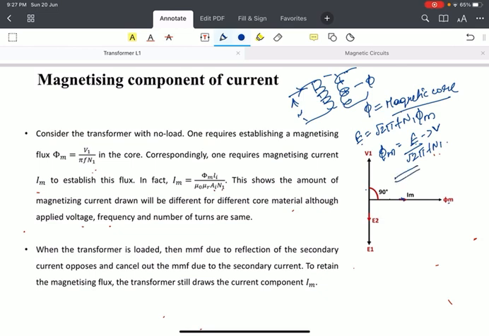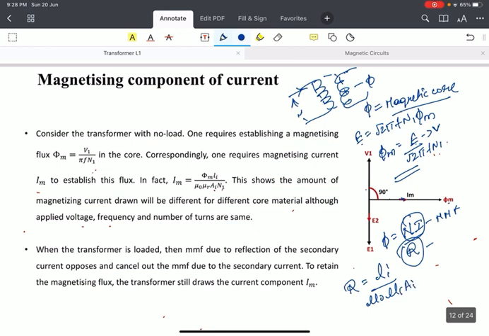We know that the flux phi is equal to Ni divided by the reluctance R, where N into I is the MMF and R is the reluctance of the circuit. This reluctance can be written as Li divided by mu naught mu R into Ai, where Ai is the area of cross section.